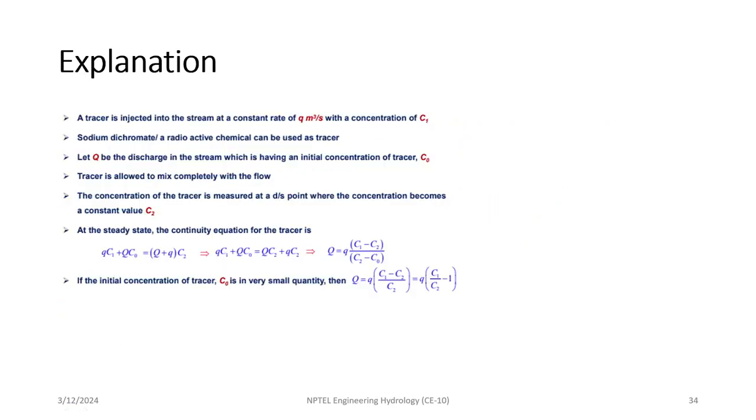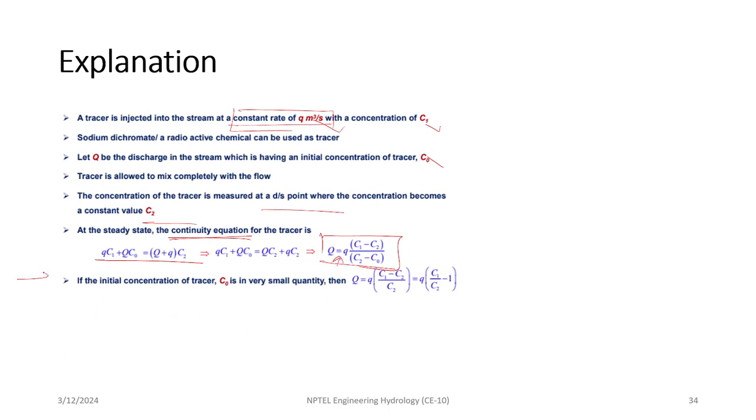Just for your idea only, the same calculation which was mentioned using the continuity equation. Here you can see this is the rate Q meter cube per second. C1 is the initial concentration. C0 is a background concentration. Then C2 is the final concentration we are measuring at the downstream section. After that we have applied the continuity equation, and it can be written in this final expression.